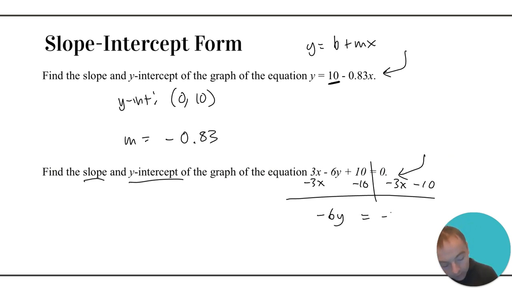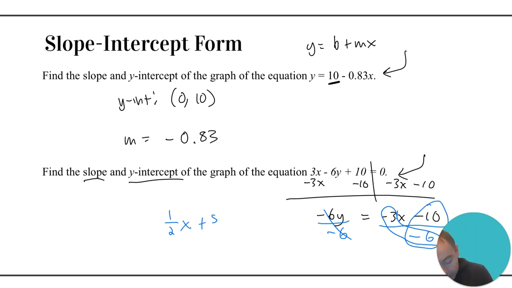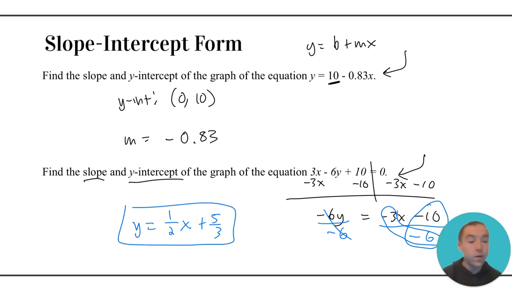And then we need to undo the multiplication by negative 6 by dividing by negative 6 to get the y alone. And then divide that other side by negative 6 as well. When you do negative 3 divided by negative 6, you're going to get a positive 1/2. And then when you do negative 10 divided by negative 6, you're going to get a positive 5/3. So this would be what your equation is in y equals mx plus b form. And then know from that that the slope has to be 1/2. And then the y-intercept location is going to be at the ordered pair 0, 5/3.